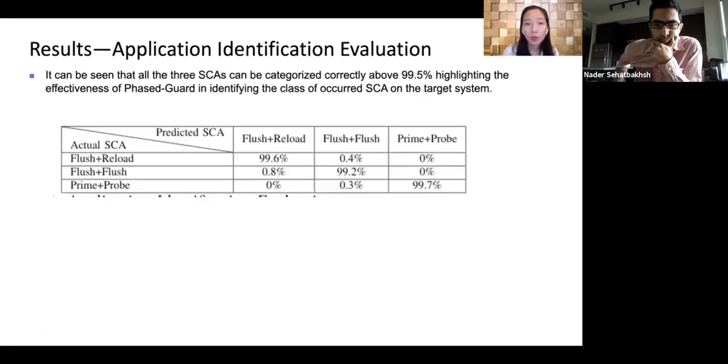And now we also investigate the ability of identifying side channel attacks. In this table, we can see that all the 3 side channel attacks can be categorized correctly about 99.5% of the time, highlighting the effectiveness of the FaceGuard in identifying the class of occurred side channel attacks in the target system.